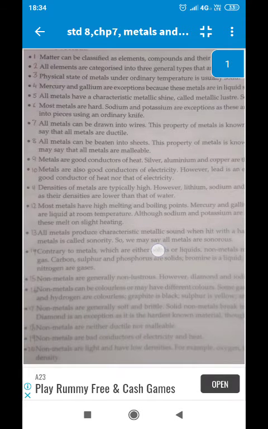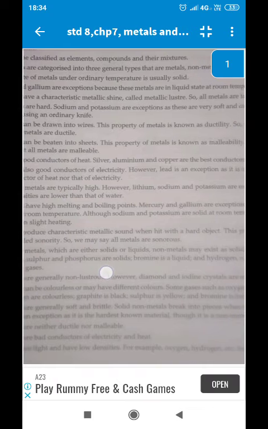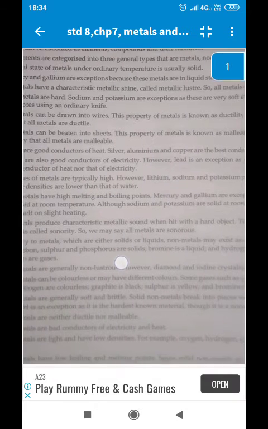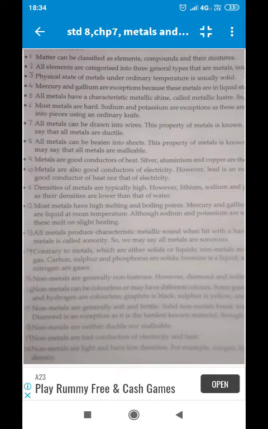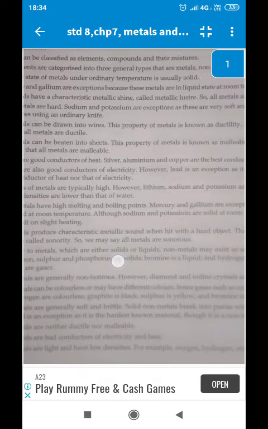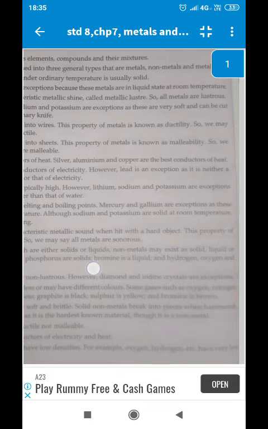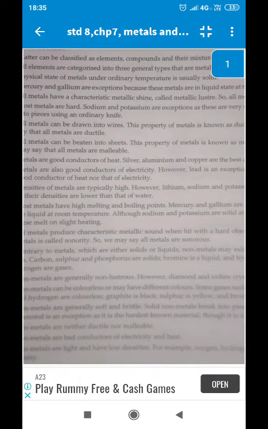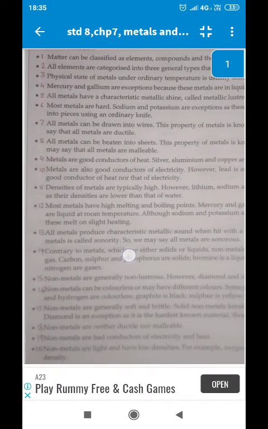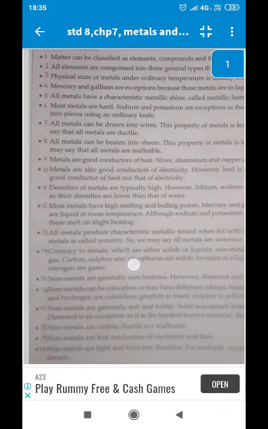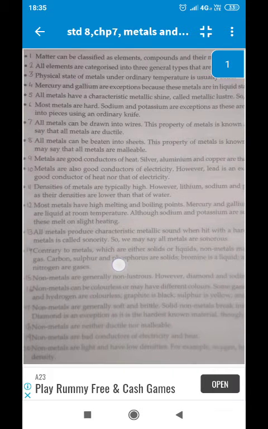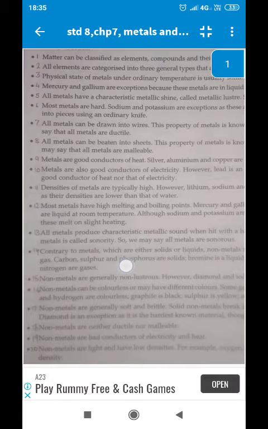The first point is that matter can be classified as elements, compounds, and mixtures, which you already studied. All elements are categorized into three general types: metals, nonmetals, and metalloids. Metalloids are those elements which possess the properties of both metals and non-metals. They are called metalloids.